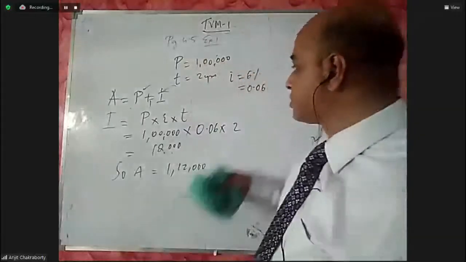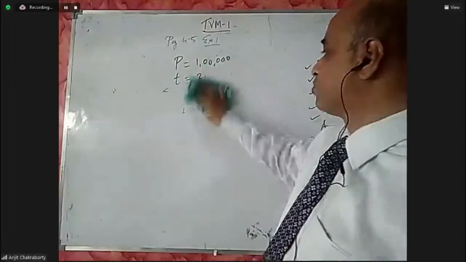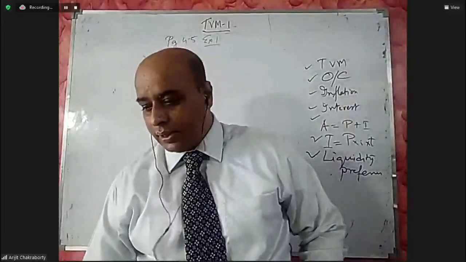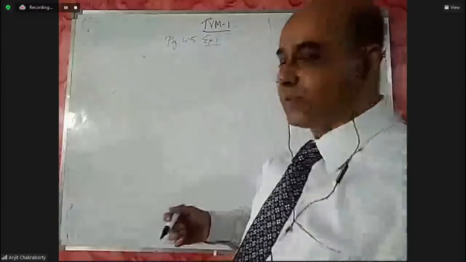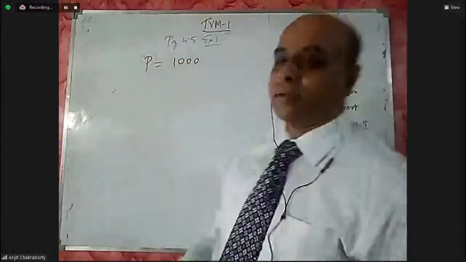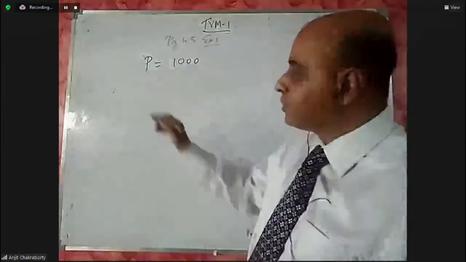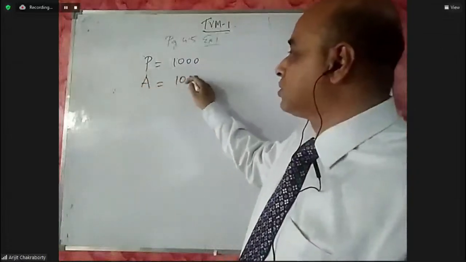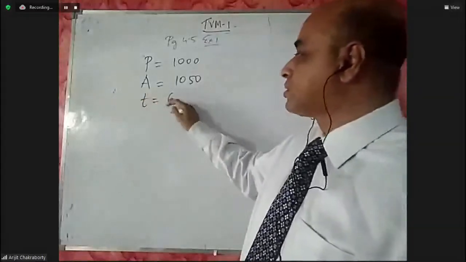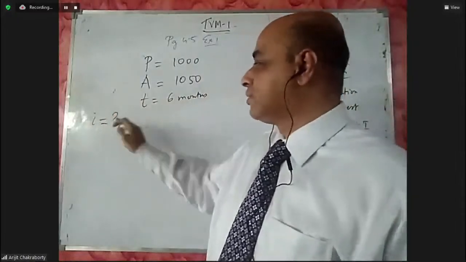Here we have to find the interest rate. So up till now we were finding the interest amount. Now you have to find the interest rate. Okay. Now what they're saying is very interesting. They are saying that principal is 1,000. Fine. The amount, that means the accumulated balance, is how much? 1050. And the time is 6 months. So what is the interest rate?